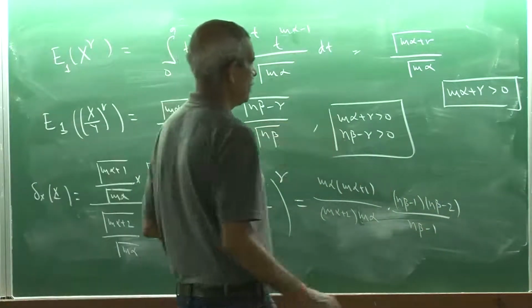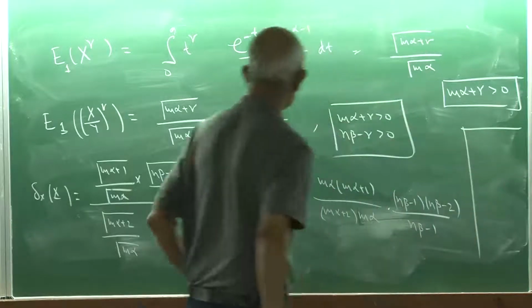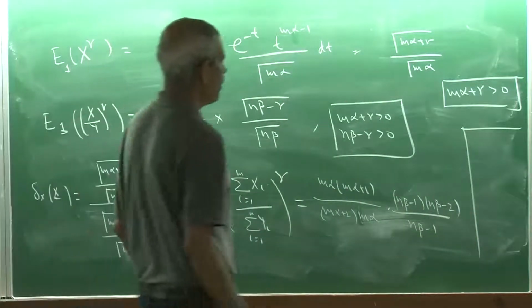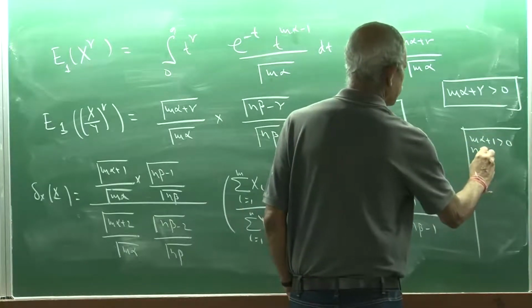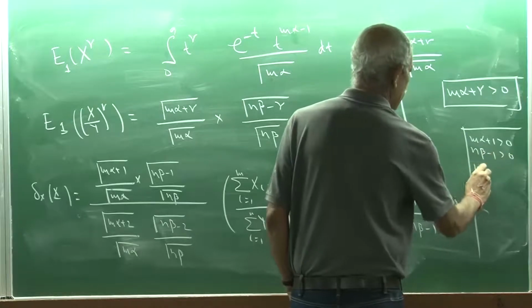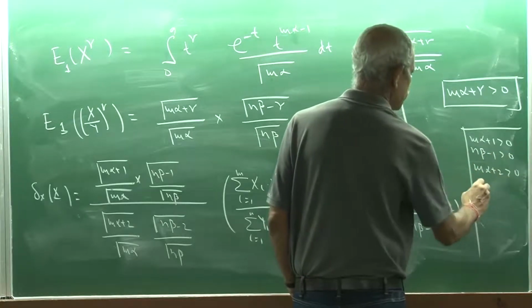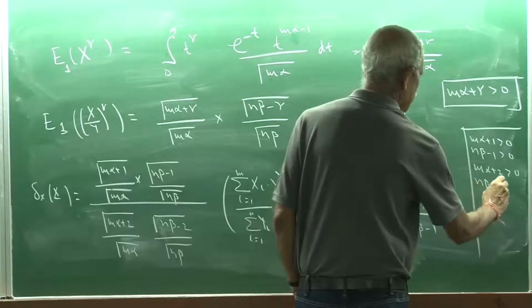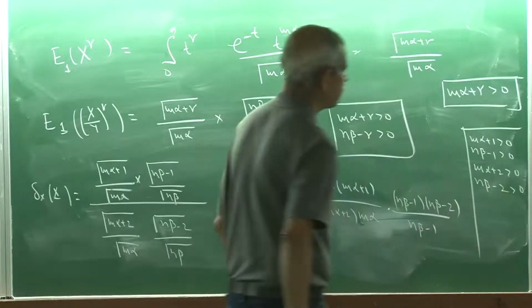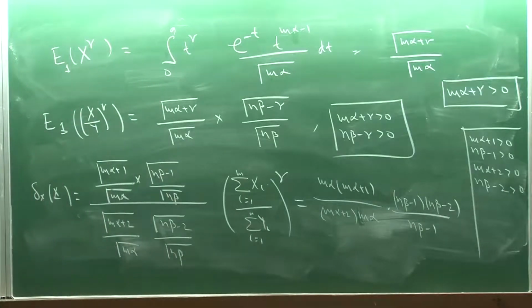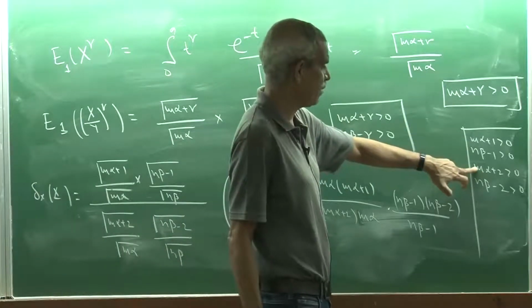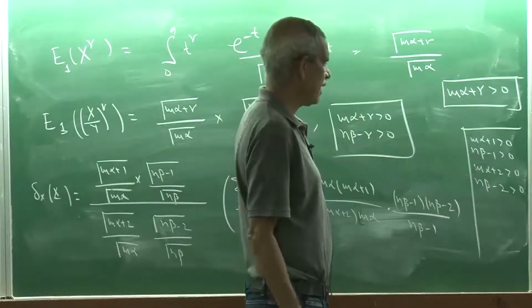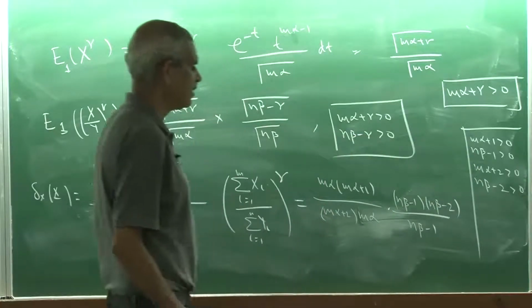Now what you need is m alpha plus 1 is positive, n beta minus 1 is positive, m alpha plus 2 is positive, and n beta minus 2 is also positive. That means m alpha should be greater than minus 1 and n beta should be greater than 1. This is always satisfied, there is no issue with this, because alpha is positive and m is a sample size. So I need that n beta is greater than 1 as well as n beta greater than 2.